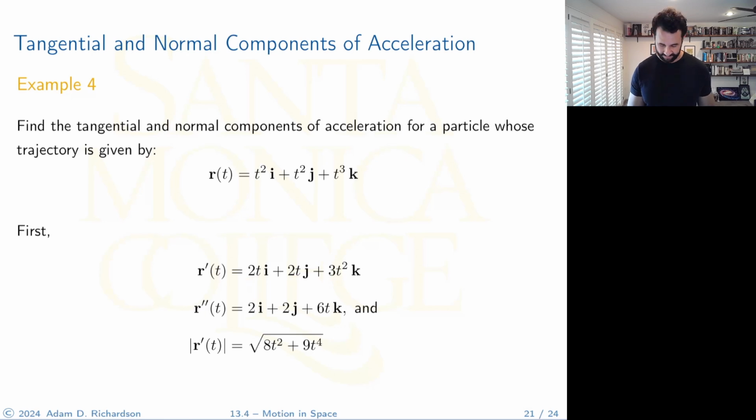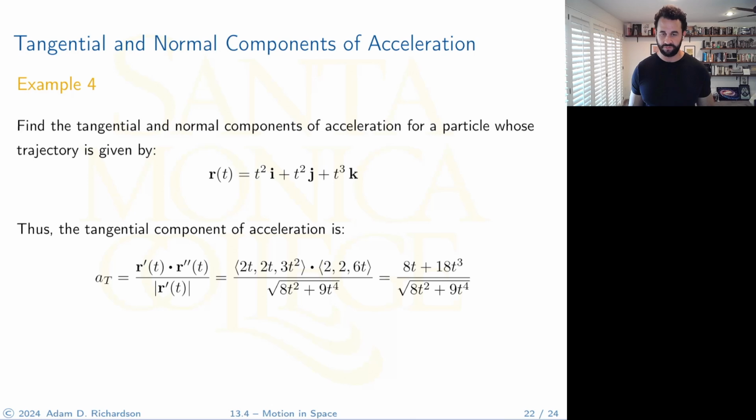Differentiate that again. And then we can also find the length of r prime just by using the distance formula, or the formula for the length of a vector. Now we have what we need to get started. So let's do the tangential component first. Tangential component is r prime dot r double prime. We just computed those two vectors here and here. So we dot them together, and we get this. This is a formula for the tangential component of acceleration.